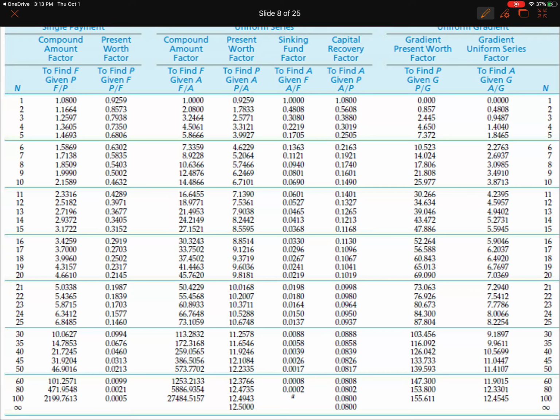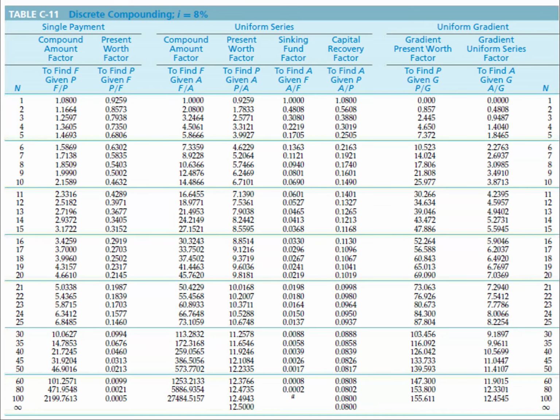So the table is, you're looking for present value given the future value. Of course, this table is the table of i equals 8%, okay? So that's the table you're looking at. And then find the column, find the P given F, and because the number of years now is 4, the row is the 4th, and here is the factor you're looking at.